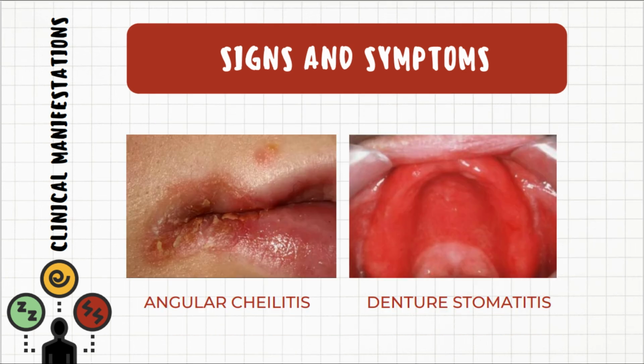Angular cheilitis can be characterized by bleeding, blistered and cracked corners of the mouth. If the irritation is strong, it would be hard for you to eat. The combination of wearing dentures and poor oral hygiene can predispose to the growth of candida, just like the picture that you can see, which depicts denture stomatitis.